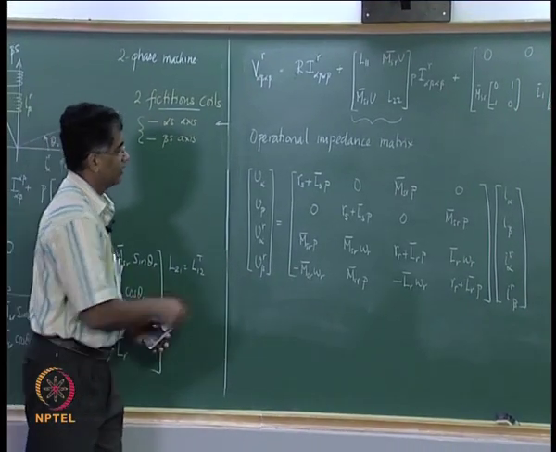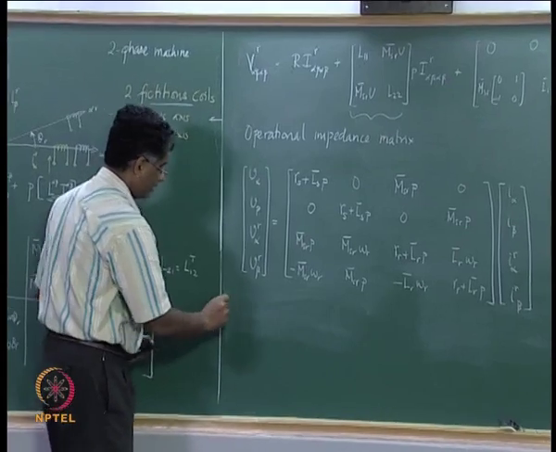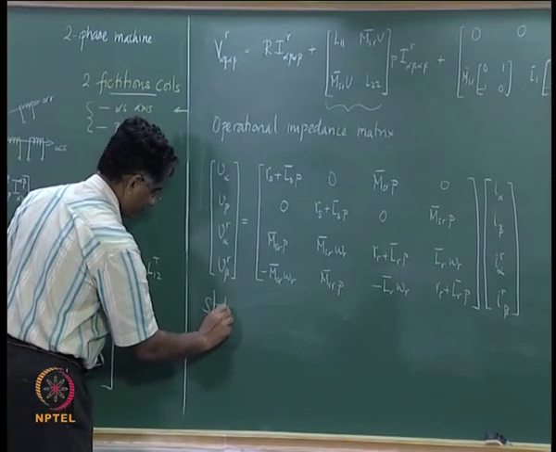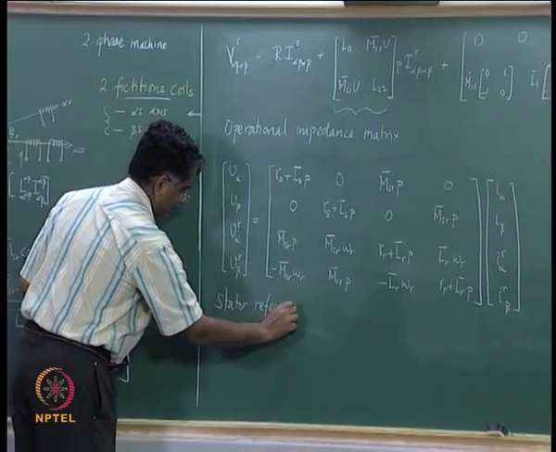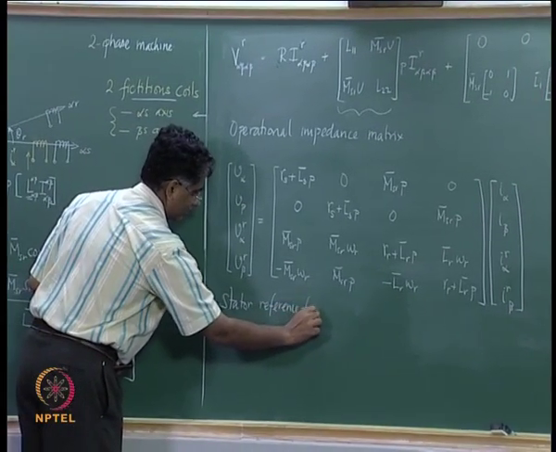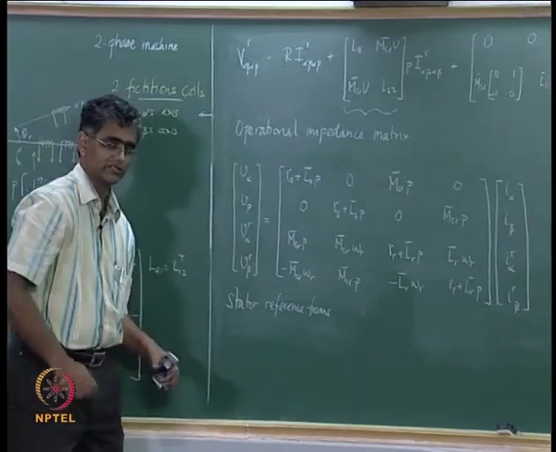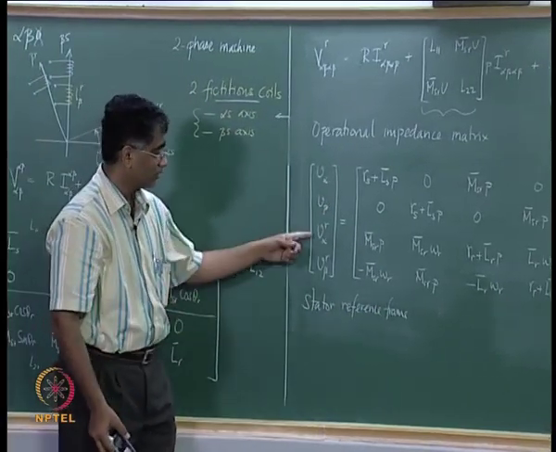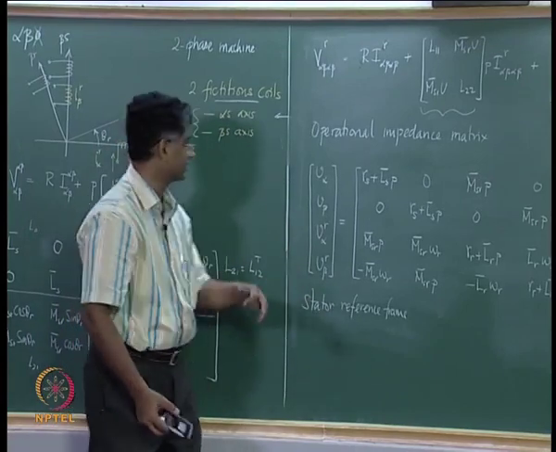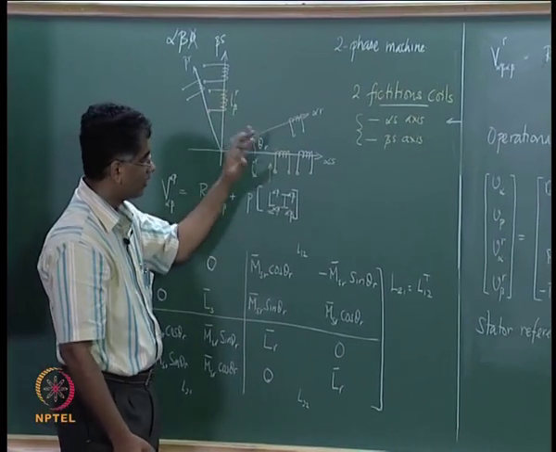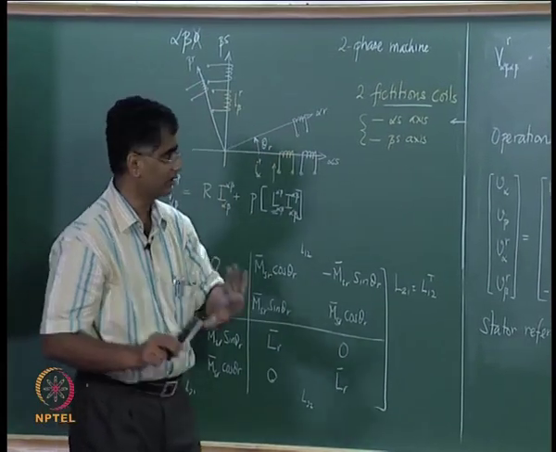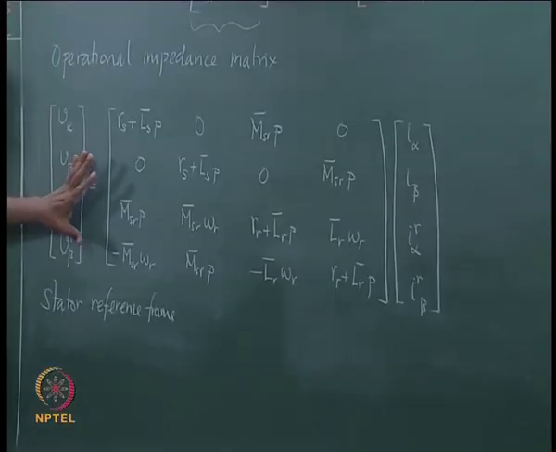is then the operational impedance matrix in the stator reference frame. Why stator reference frame? Because the stator coils are already there in the stator, of course. The rotor coils have now been referred to the stator by having fictitious coils alpha and beta. So, all the coils are now in the stator, and this description will then give you the behavior of the machine as seen from the stator.